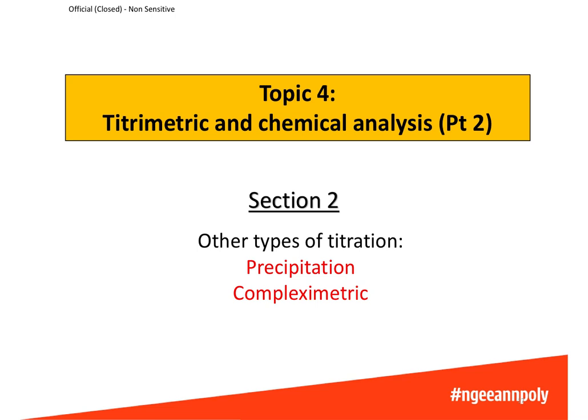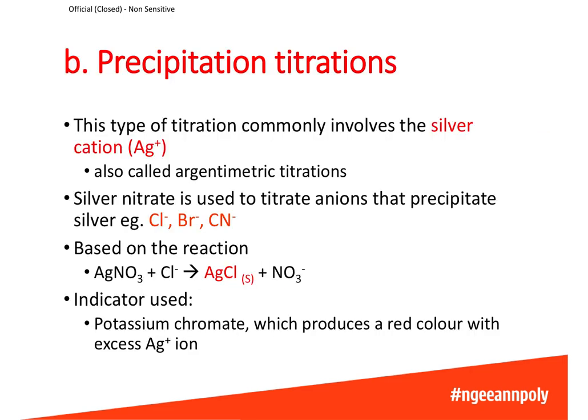In this section, we will take a quick look at two other types of titration, which are precipitation and compleximetric titrations. First, let's take a look at precipitation titrations. This type of titration commonly involves the silver cation or Ag+, and therefore it's also called argentimetric titrations. In argentimetric titrations, silver nitrate is used to titrate anions that precipitate silver, for example, chloride, bromide, and cyanide ions.